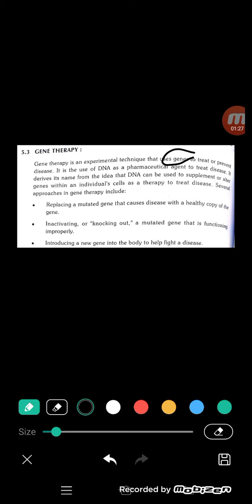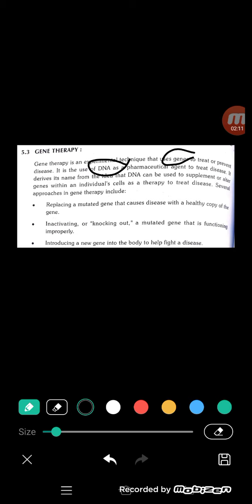Here it is the use of DNA as a pharmaceutical agent to treat a disease. So which part of the gene is involved? DNA. Gene therapy is simply the treatment of a disease with the help of genes. Especially DNA is involved as the pharmaceutical agent to treat a disease. It derives its name from the idea that DNA can be used to supplement or alter genes within individual cells to treat a disease. So when DNA is involved in the treatment of a disease, that is called gene therapy.